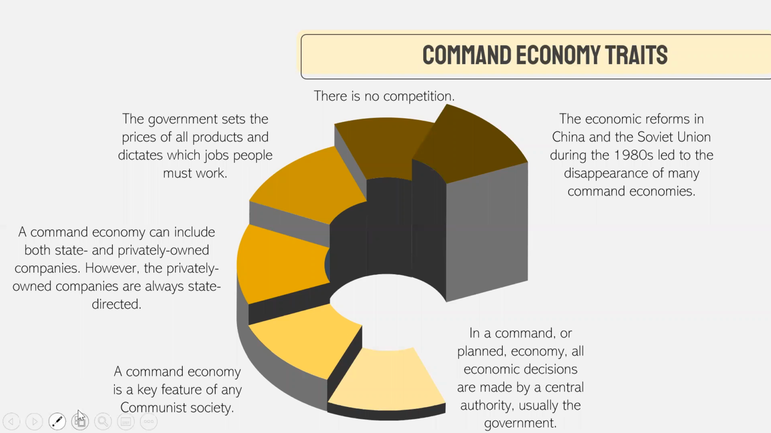Second characteristic, a command economy is a key feature of any communist society. What does this mean? That in every communist society, you're going to have a command economy. Why? Because in a communist society, the state controls everything. They control what people read, what they don't read, what they eat, what they don't. And of course, they're going to control the products, the prices, what people do for a living. Everything is going to be controlled by the state.